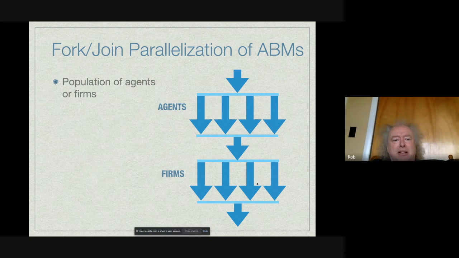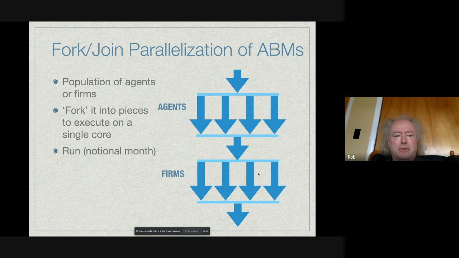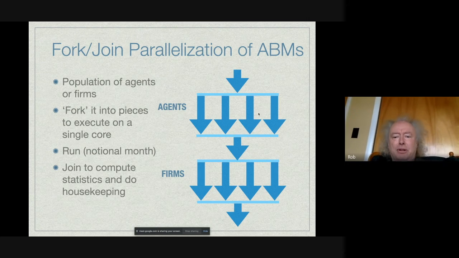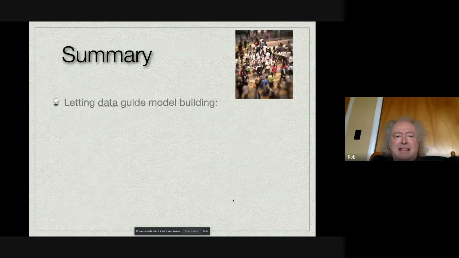Basically, this is traditional fork-join parallelism. We start the model out. Every month, we fork the agents and let them figure out where they want to work. Then we bring them back together, compute some stats, fork the firms, and let the firms produce some output. Every month we do this, for a couple thousand months to reach a steady state. Then we run it for another 300 months, another 25 years, to get some robust data coming out of it. Okay, so I'm at the end now.